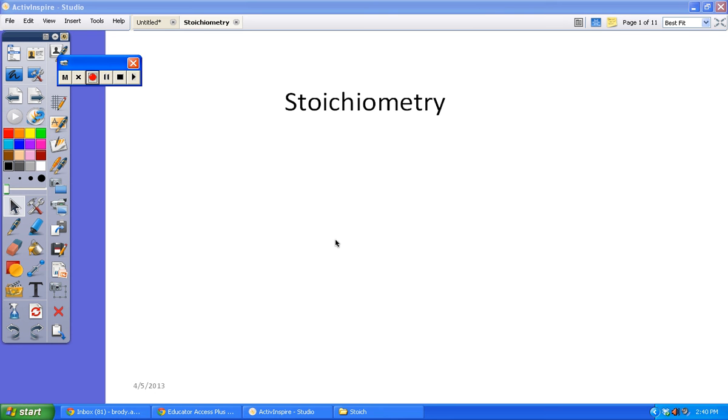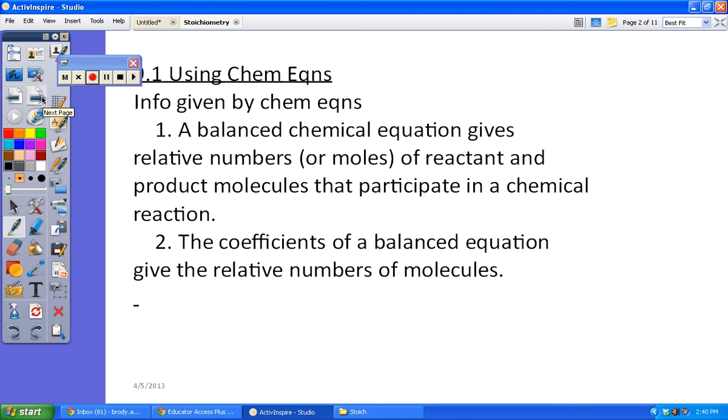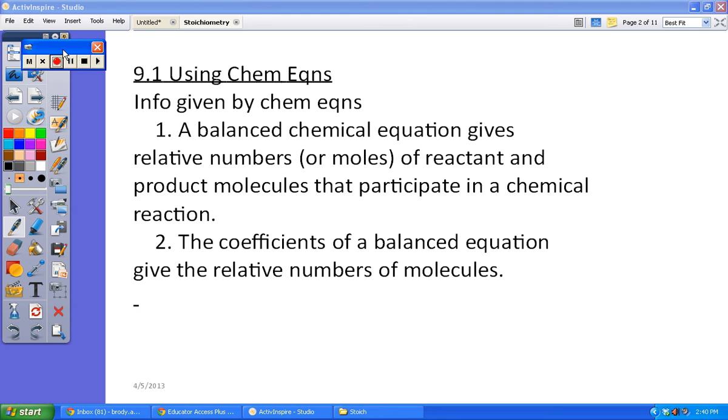This is the talk on stoichiometry. Stoichiometry is basically a math problem in chemistry. So let's get started with this. The first thing we have to look at is how we use chemical equations. Why do we have chemical equations? Why do we do all the balancing we've done up to this point?